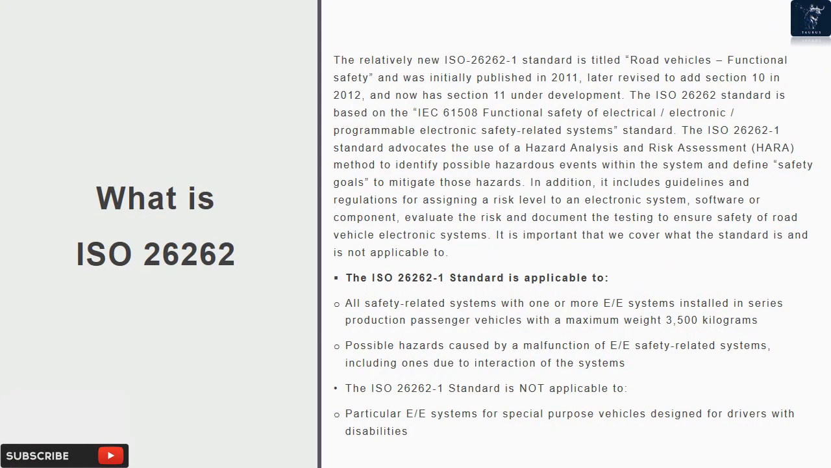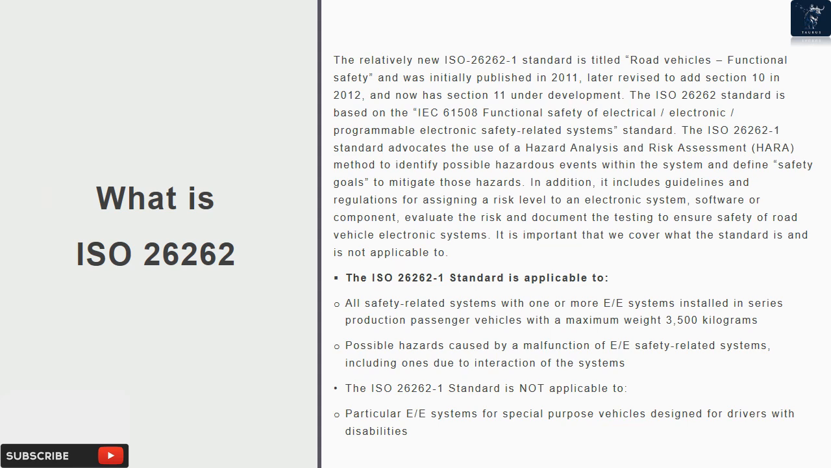What is ISO 26262? The relatively new ISO 26262-1 standard is titled Road Vehicles, Functional Safety and was initially published in 2011, later revised to add Section 10 in 2012, and now has Section 11 under development. The ISO 26262 standard is based on the IEC 61508 Functional Safety of Electrical/Electronic/Programmable Electronic Safety-Related Systems standard.